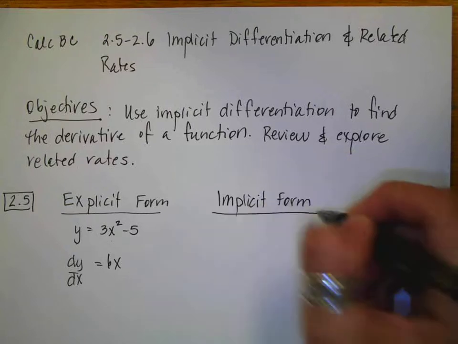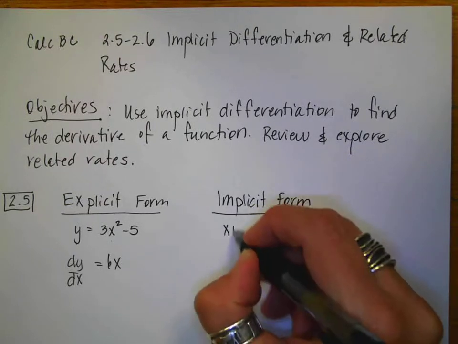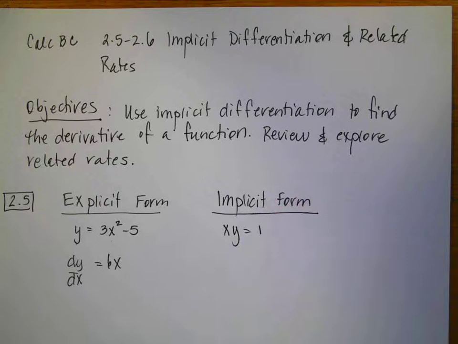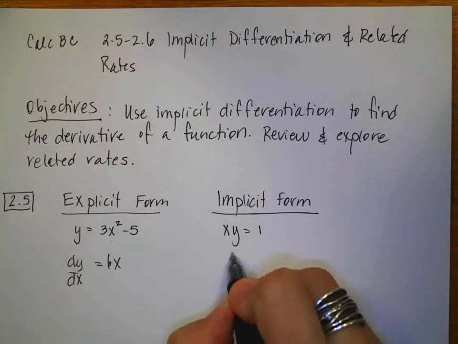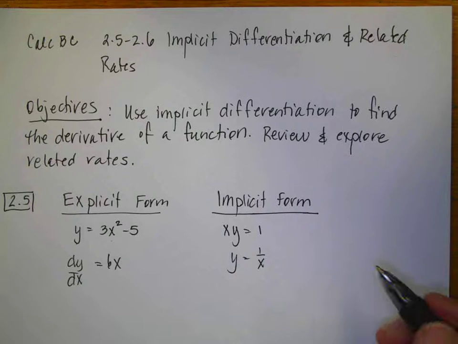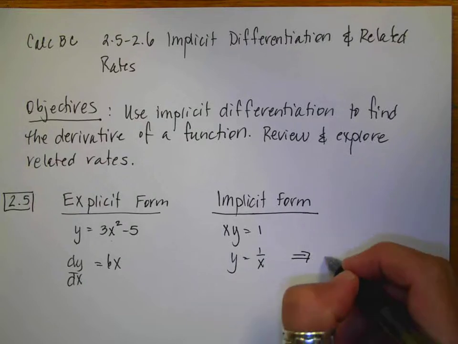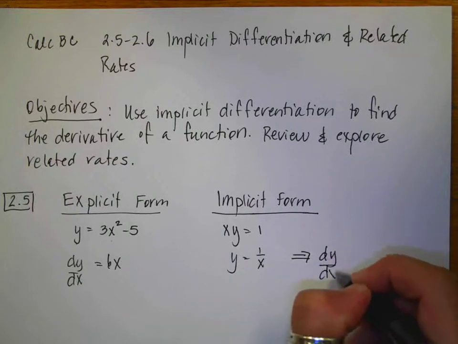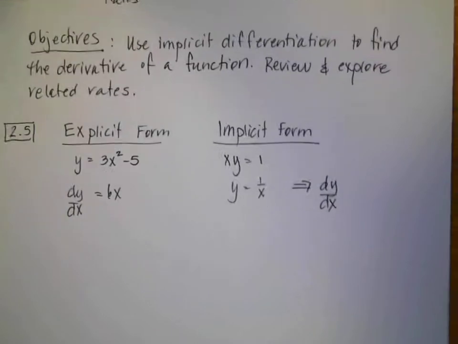looks like this. It might be as simple as xy is 1, because it's not in terms of y, so it's implicit. But on this one, I could actually solve for y, and I would get 1 over x, and then I could take the derivative. Right? So if I wanted to, I could take the derivative, and that would be fairly straightforward.